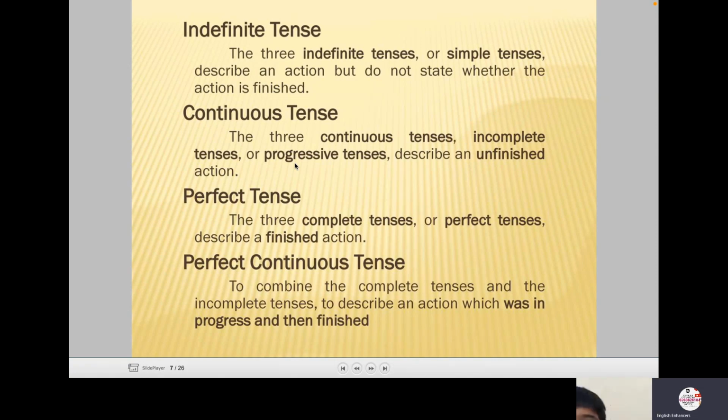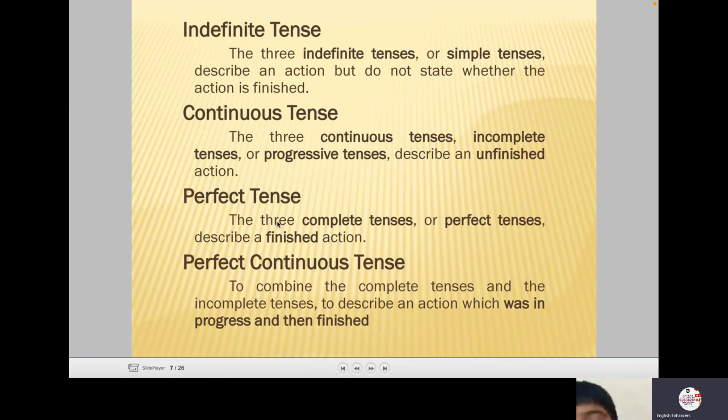The three continuous tenses, incomplete tenses, progressive tenses describe an unfinished action. For example, I'm doing my work, I'm taking a class, my class is not yet over, my work isn't over. So when an action is being done, but we don't know whether it has been completed or not, it's just in continuation. हो रहा है ना, क्लास चल रही है, मोहन गा रहा है, मोहन अभी गाना खत्म नहीं करके बैठा है. So this is going to talk about continuation.